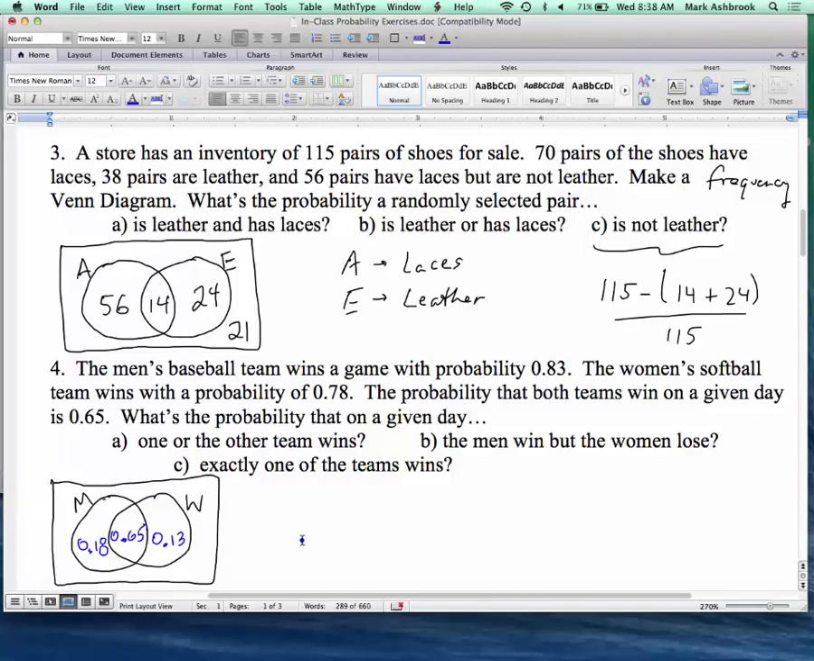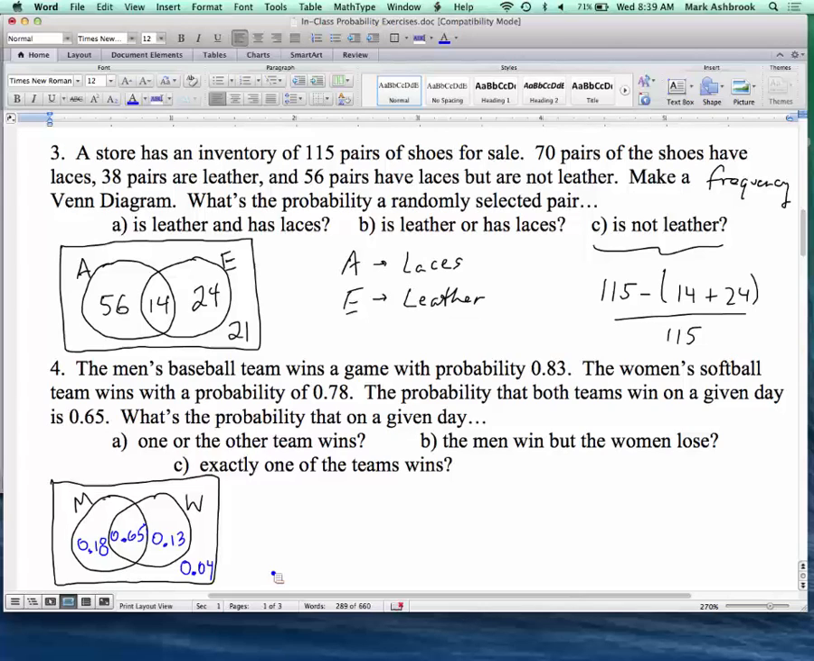So now what's the probability that both teams lose? Both teams lose. 0.04? Yeah, so the sum of the whole thing has to be 1, and the only situation we have left is that they both lose. Say 0.04. So now the sum of everything is 1.